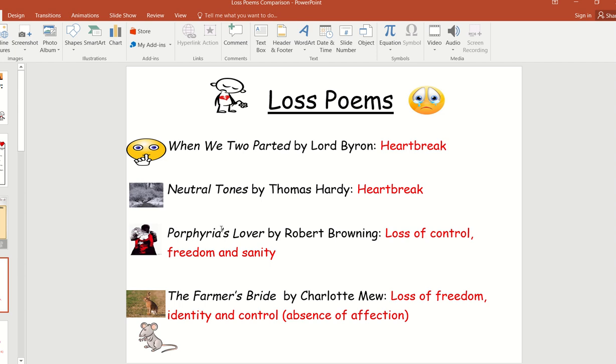And also we see that through the narrator's behaviour. The fact that he murders his lover clearly references that he is insane. And in terms of loss, we've got elements of loss of control. So this is a really interesting poem because it explores love, but destructive love.